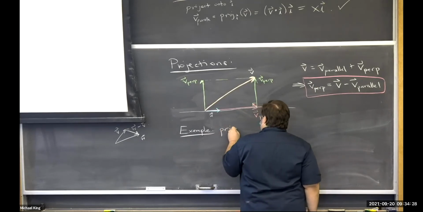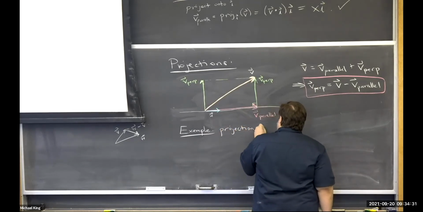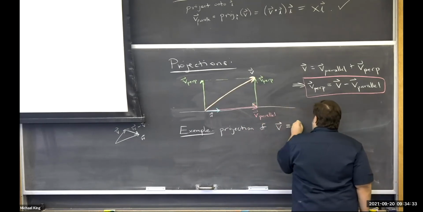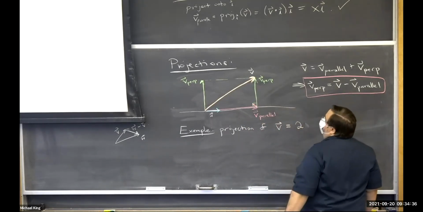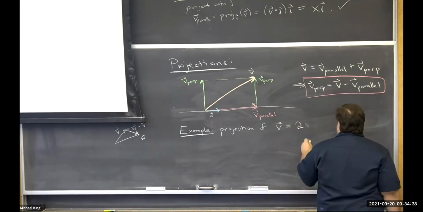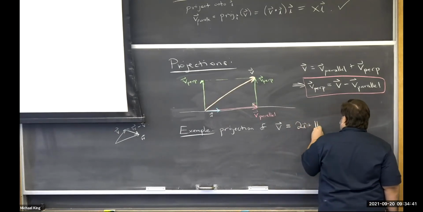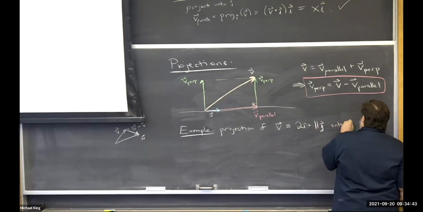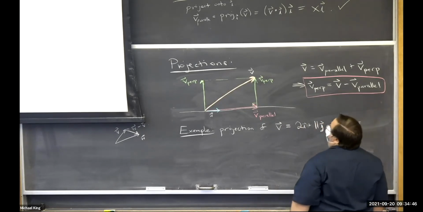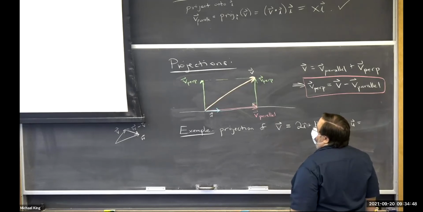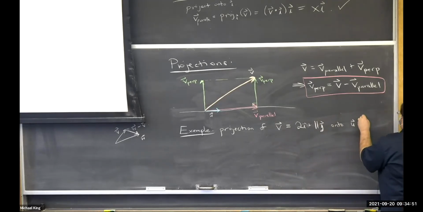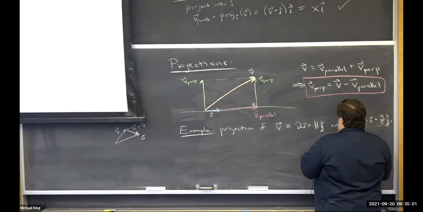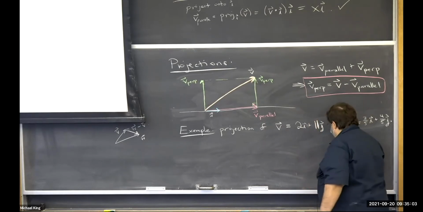Just gonna write it on the board. 2i plus 11j. You'll see I love 3/5 and 4/5 because that's a nice Pythagorean triple. That's an 11, not a magnitude.